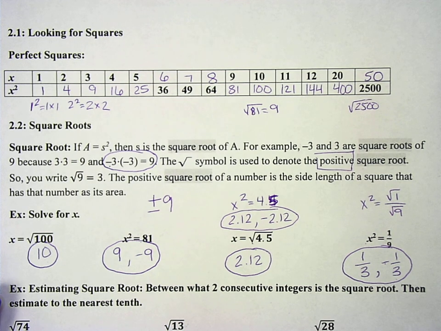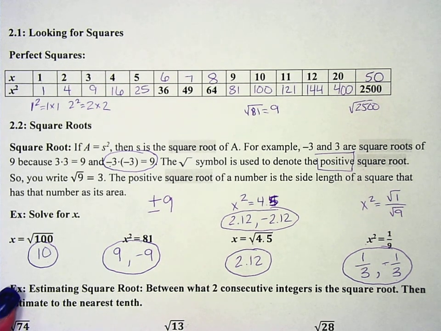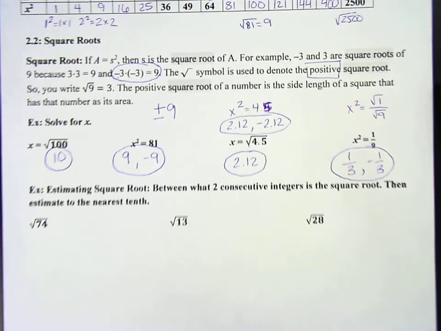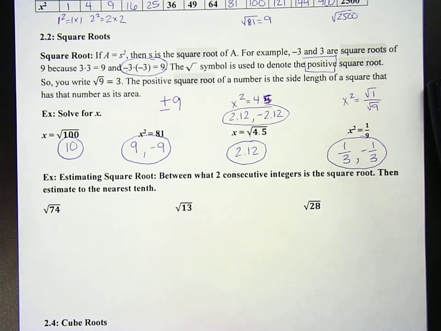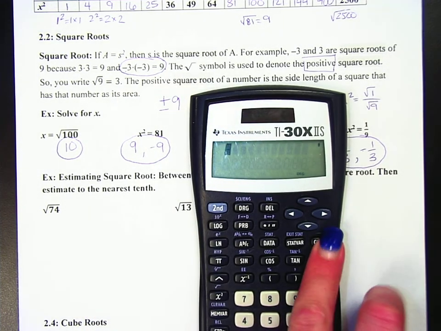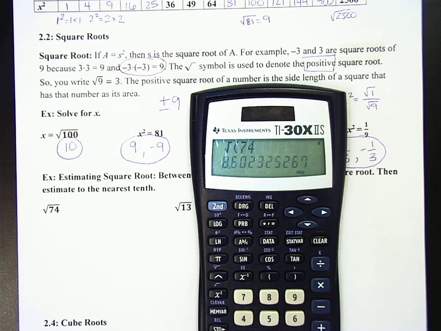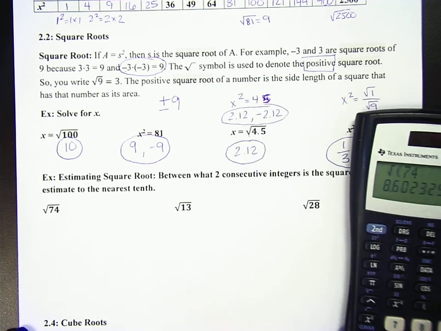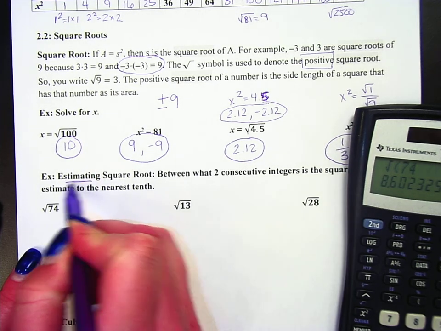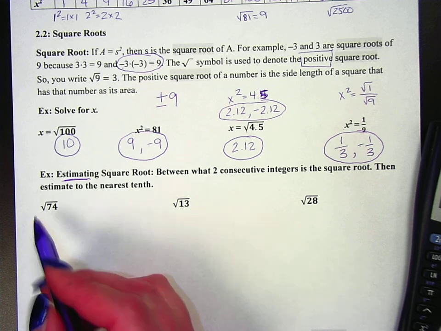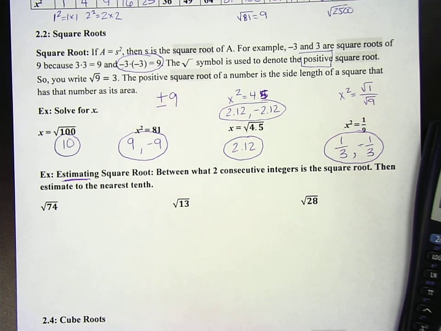Alright, so let's go ahead and try this. The hard part about today is how do I estimate them. So I'm guessing between which two numbers is my square root. Okay, so notice 74. If I was to put that in my calculator, second square root 74, I get this big long decimal. Okay. Our big purpose for today is to estimate what we think it would be close to without putting it into our calculator. Okay, I have my square root symbol, so it's just going to be a positive answer.